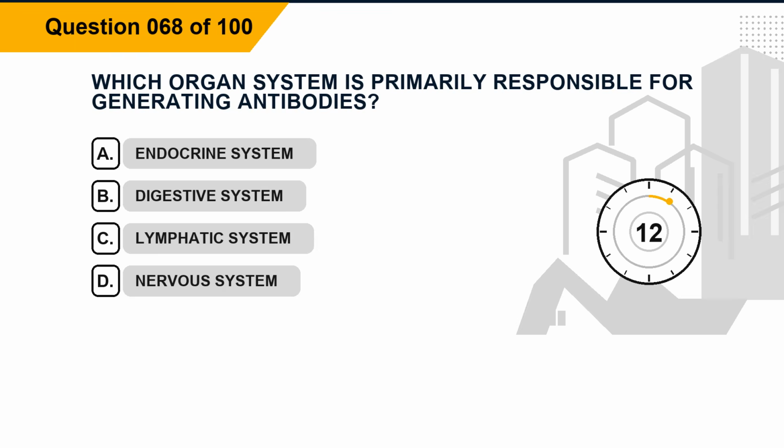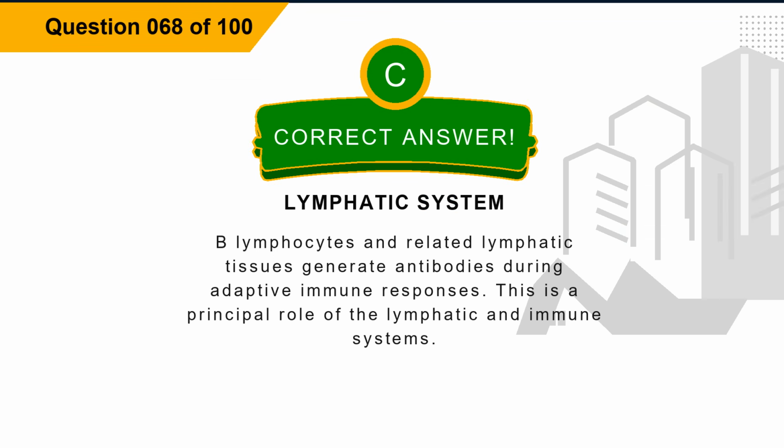Question 68. Which organ system is primarily responsible for generating antibodies? Option A. Endocrine system. Option B. Digestive system. Option C. Lymphatic system. Option D. Nervous system. The correct answer is option C. Lymphatic system. Explanation. B lymphocytes and related lymphatic tissues generate antibodies during adaptive immune responses. This is a principal role of the lymphatic and immune systems.